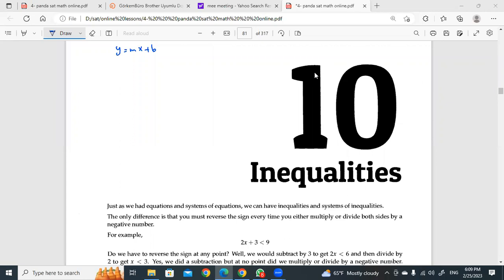So the equation of the line was y equals mx plus b, and it will continue with me in the inequalities. If you need to know the names of the inequalities, this means smaller than or greater than, smaller than or equals, or greater than or equals. Okay, it's very simple. Most of us took this before.